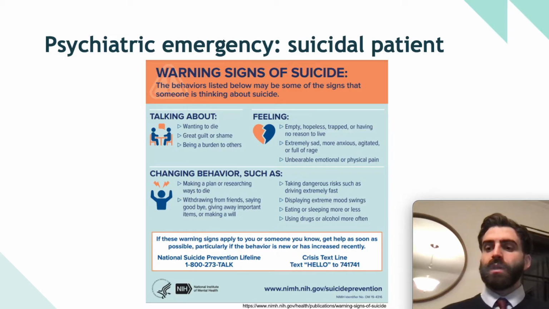Next are some of the warning signs of suicide. It is very rare that someone commits suicide without any warning signs first. This could be things like talking about wanting to die, feeling guilty, feeling like they're a burden, using substances more than they used to, drinking alcohol more than they used to, redoing a will, giving away prized possessions. Any of these things can be indicators of suicidality.